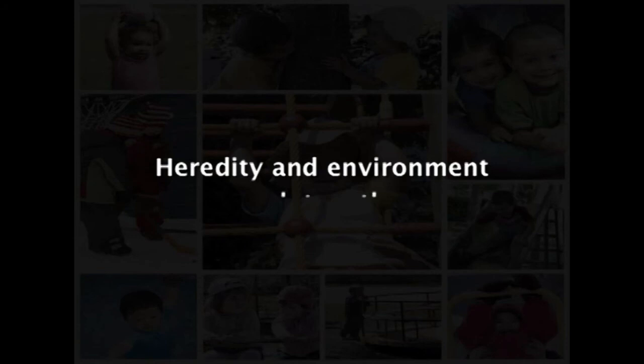So, after having understood what heredity is and how it affects the development of the child, we want to understand what environment is, what the different types of environment are, and how it affects the child's growth and development. Let us now see how heredity and environment work together. Heredity and environment work together.